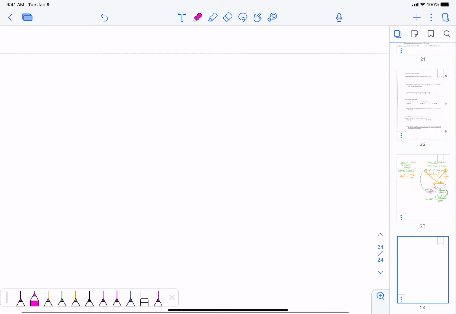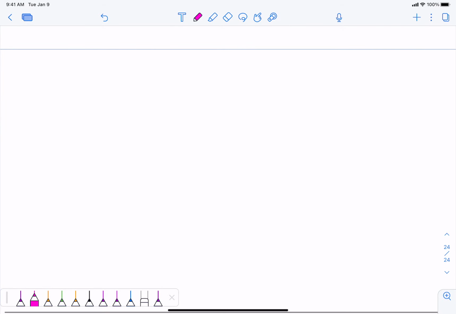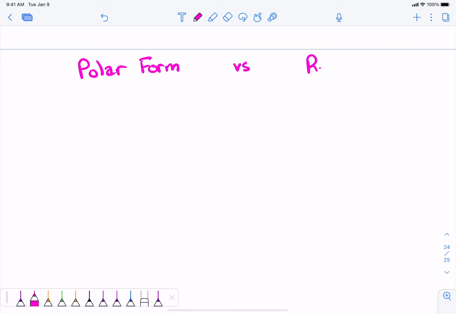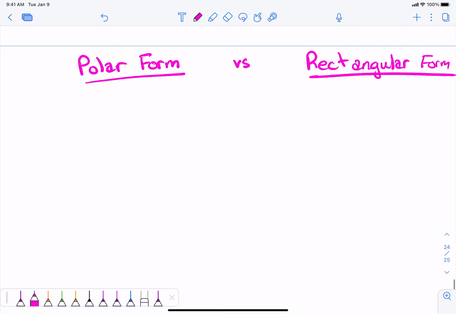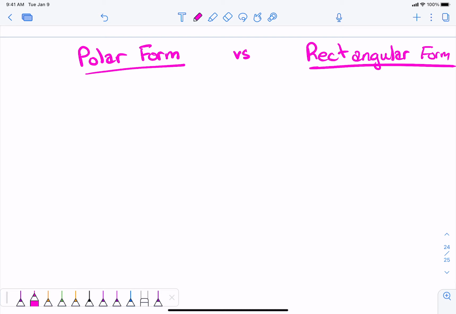Okay, let's flip over to the back side, and let's talk about the first thing: polar form versus rectangular form. And this is basically what the rest of the chapter has to deal with. Okay? Rectangular form is a plus bi, and polar form is r cosine theta plus i sine of theta. And I'm going to talk to you about how to go back and forth between those two.